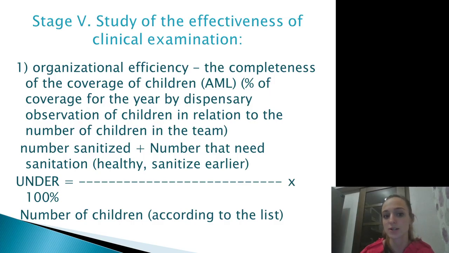First, it is organizational efficiency, or the completeness of the coverage of children, yes, coverage for the year by dispensary observation of children in relation to the number of children in the team. So please write this information in your synopsis.